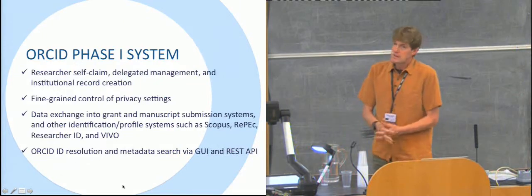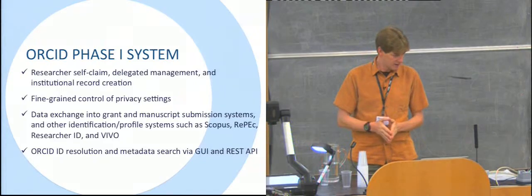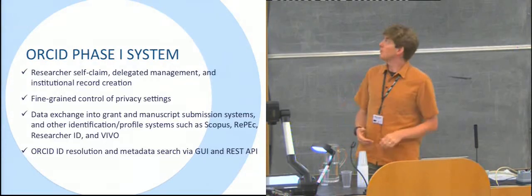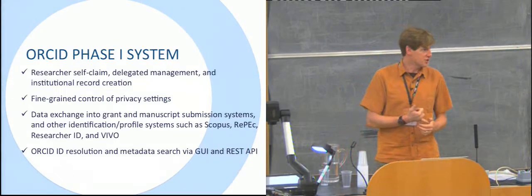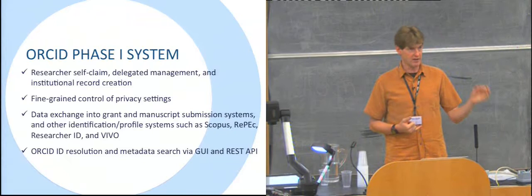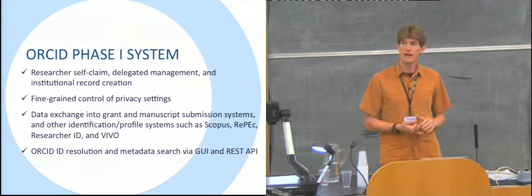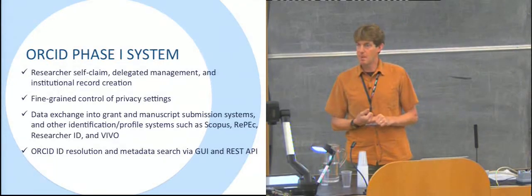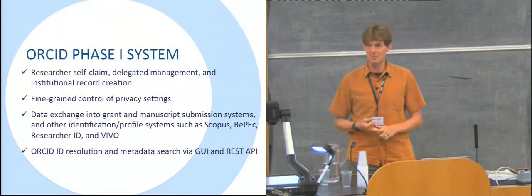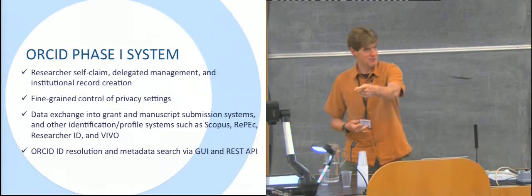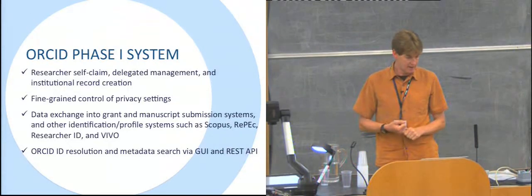So ORCID spent a lot of time creating itself, and we are working toward what we call the phase one system, which will have notions of researcher self-claim. I can go to the website, I can create an ID, and I can use that. If someone asks me for it, I can enter it. It'll have the notion of delegated management. Because my wonderful local library is happy to manage my profile and add the things I then put into the repository for me, I can perhaps delegate the management if I want.